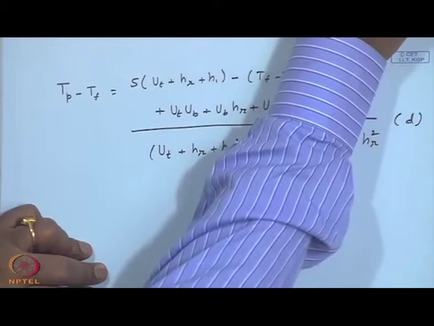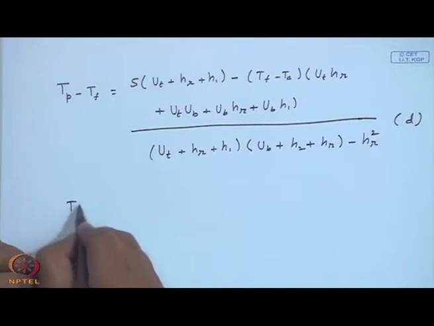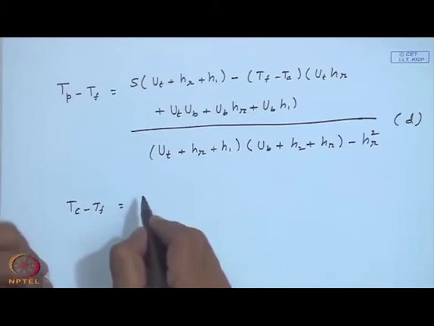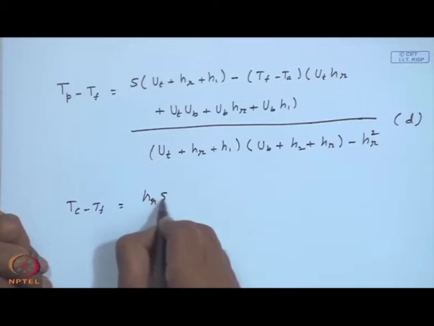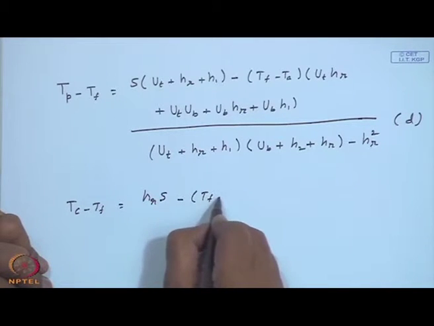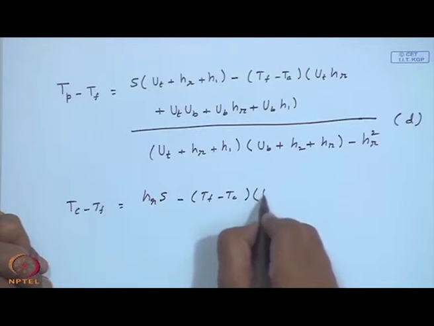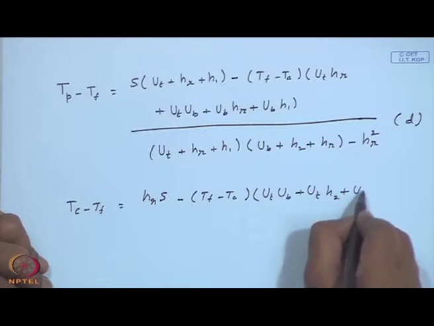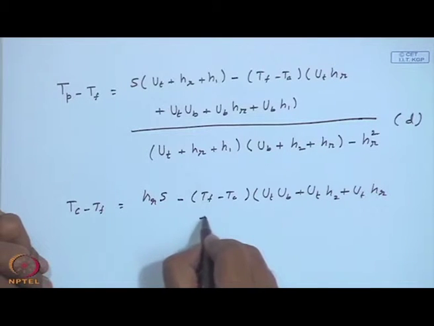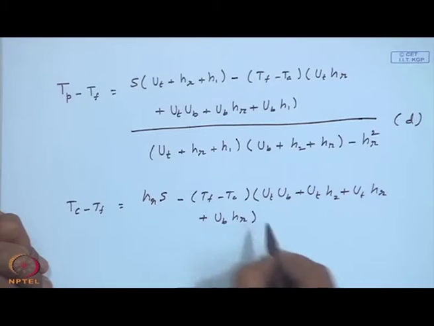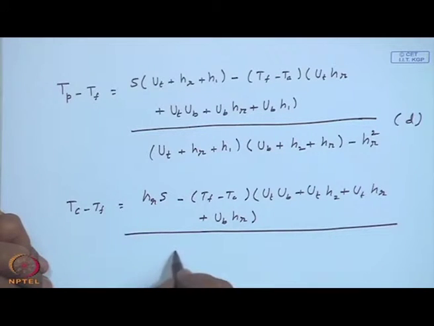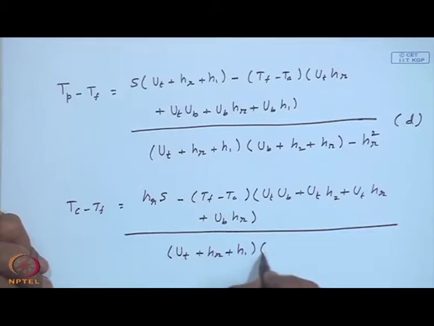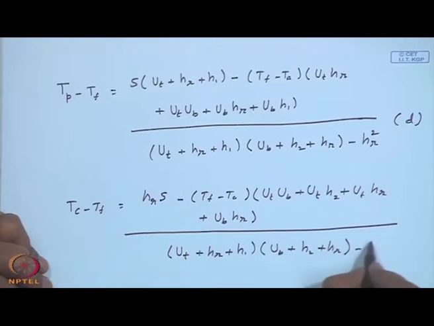So, Tc minus Tf equal to Hr into S minus Tf minus Ta times Ut Ub plus Ut H2 plus Ut Hr plus Ub Hr by Ut plus Hr plus H1 times Ub plus H2 plus Hr minus Hr square. This we will call it E.